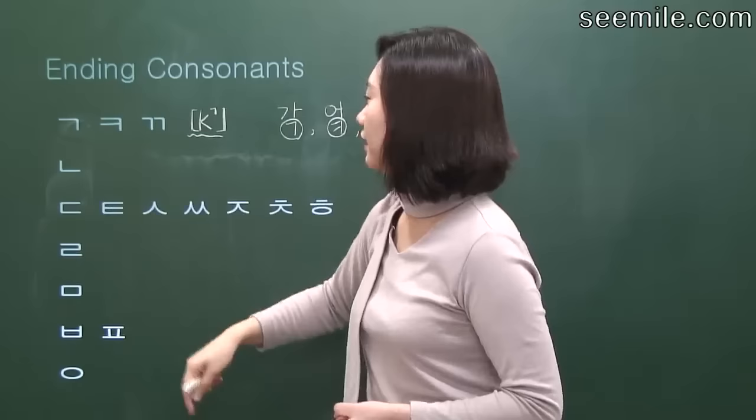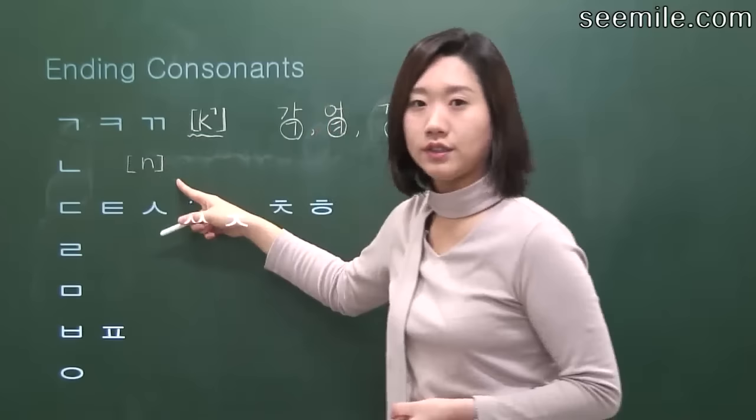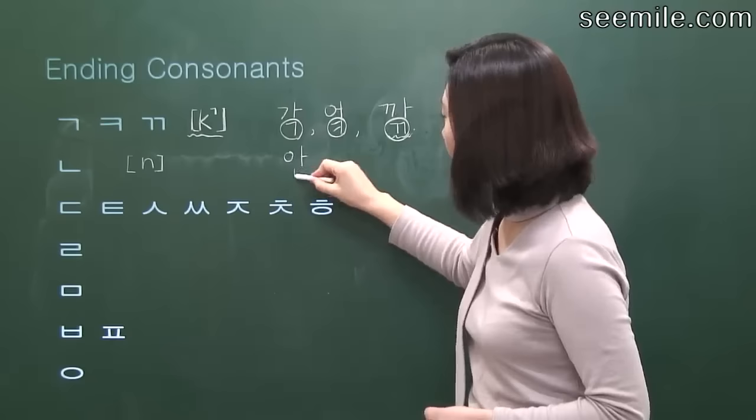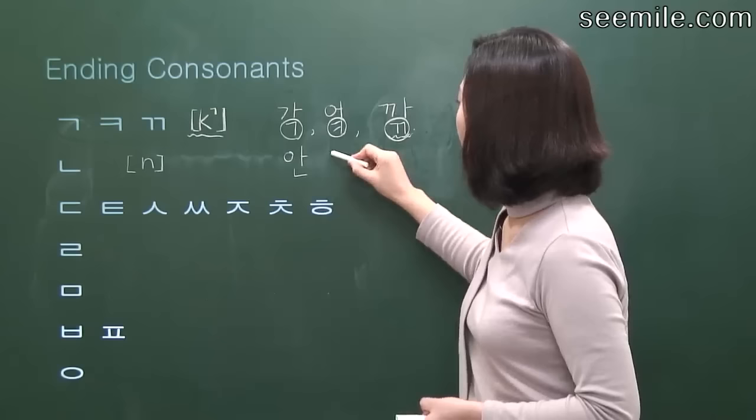This character has 은 sound. 은 sound. Okay. Like, 아 is 아, 안. Okay. 안. And 그 plus 어, 거, 건.